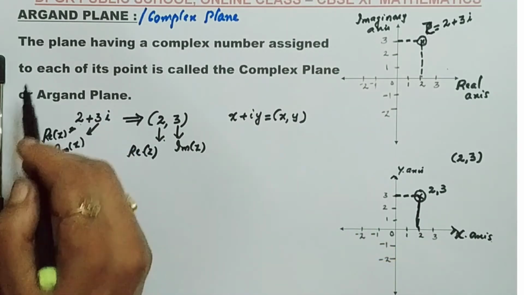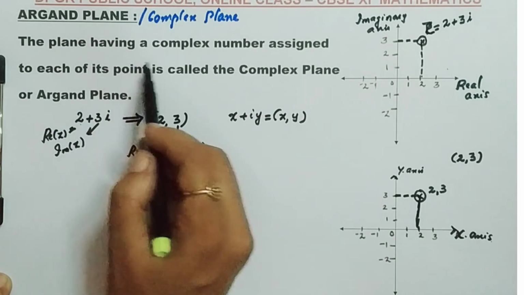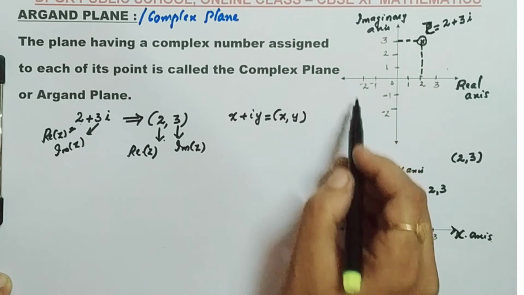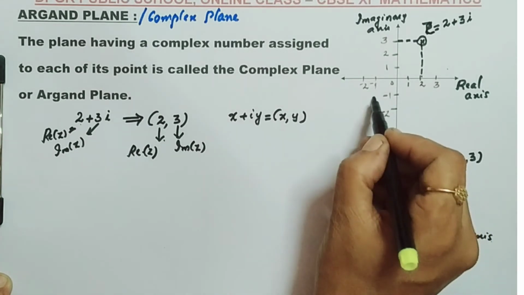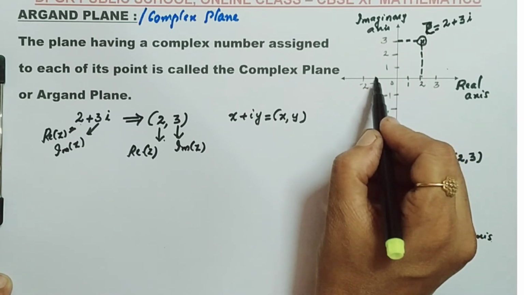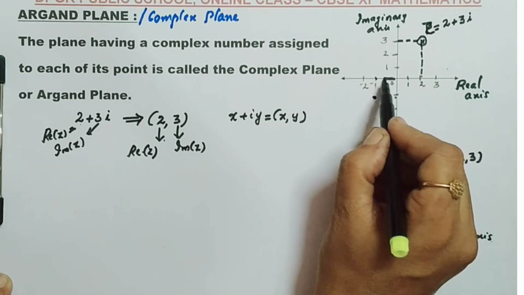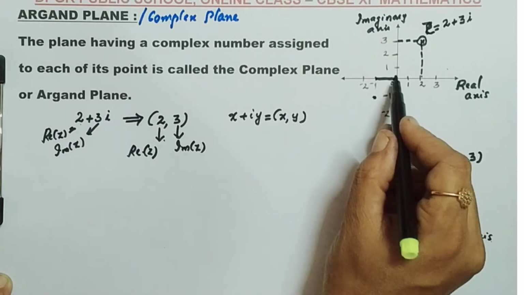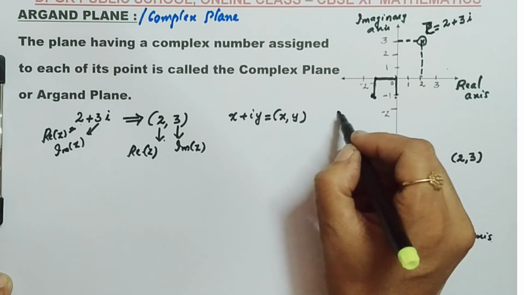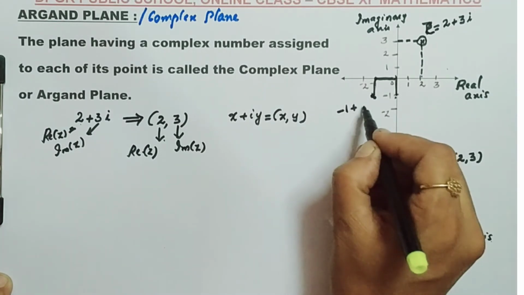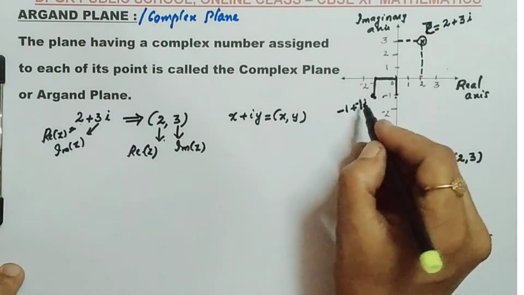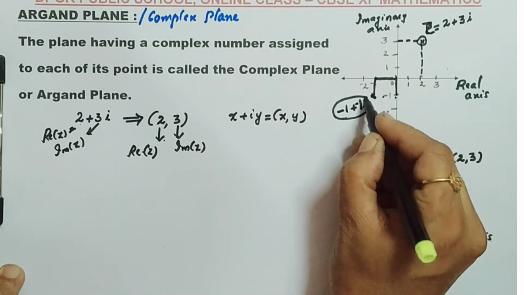So the definition of the Argand plane is that it is the plane having a complex number assigned to each point. For each point there exists a complex number. Corresponding to this point you can find a complex number in which the element in the real axis is -1 and the element in the imaginary axis is -1. So this represents the complex number -1 plus i into -1, that is, -1 minus i.